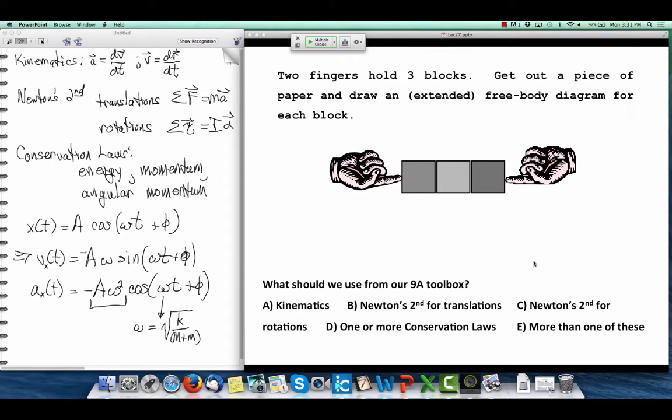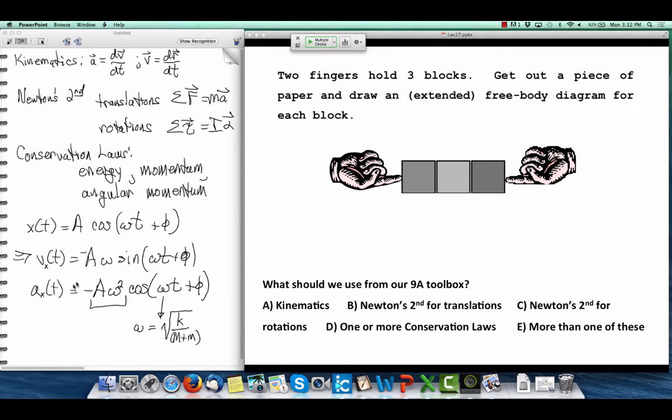So you did this one for homework, but I thought I would throw it out here. Two fingers hold 3 blocks. I'm not going to ask you to draw the thing. I'm just going to ask you, what should we use from our 9A toolbox? Kinematics, Newton's second law for translations, Newton's second law for rotations, one or more conservation laws, or more of these. I want a free body diagram for each block.